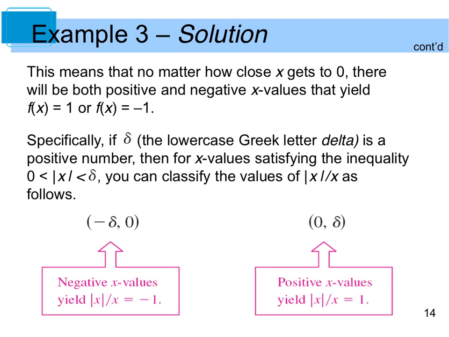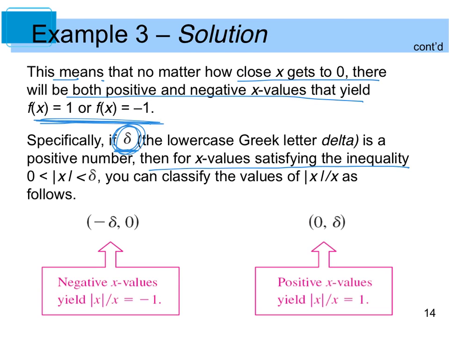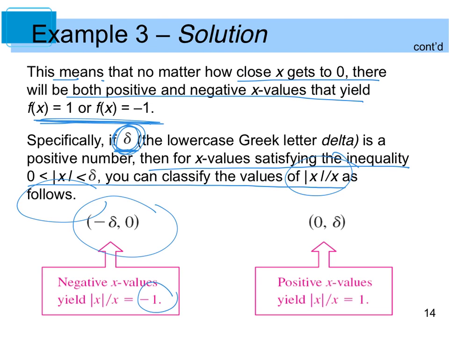Okay, so more specifically for the function that we just looked at, this means that no matter how close x gets to 0, there will be both positive and negative x values that are yielding contradictory information. So I was getting f of x is equal to 1 or f of x equals -1. Specifically, if delta, so this symbol is going to be used a lot, so make sure you write that down. The lowercase Greek letter delta is a positive number, then for x values satisfying the inequality, you can classify the values of the function that we looked at as following. For the negative values, we're yielding -1, and for the positive values, we're yielding 1.